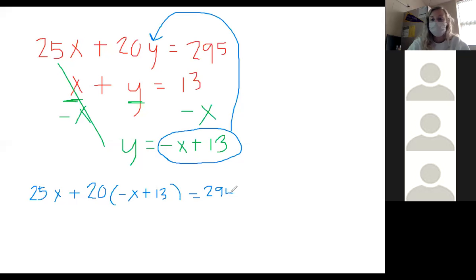You like this way better? Then you do this way, Brooke. You don't have to do the other way. For me, I think the other way is a little bit faster just because I can usually see how to eliminate something really quick instead of having to solve for x or y. But I don't care which way you do it. That's why I taught you both. Pick whichever one works for you.